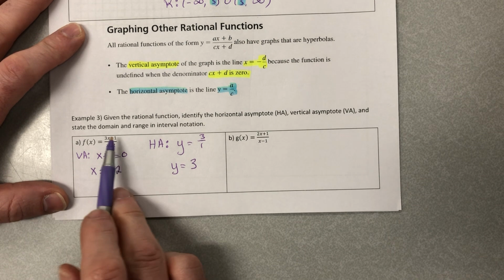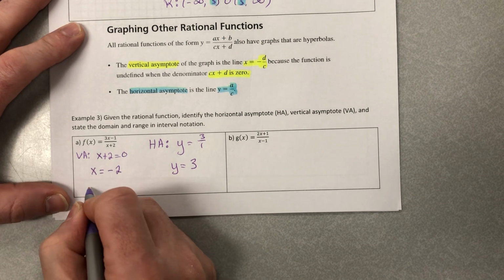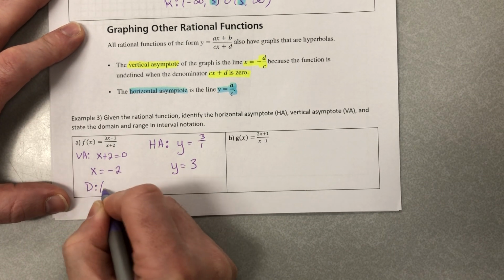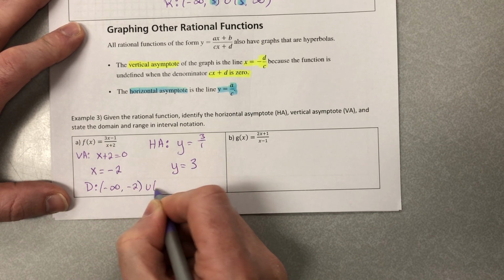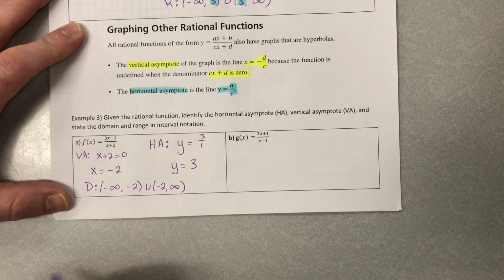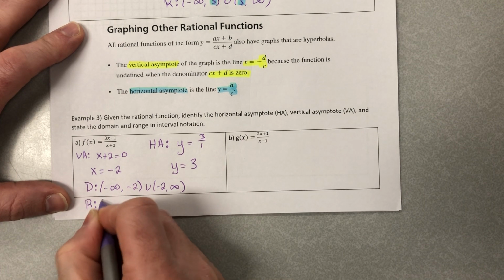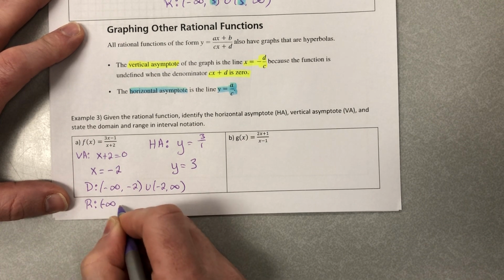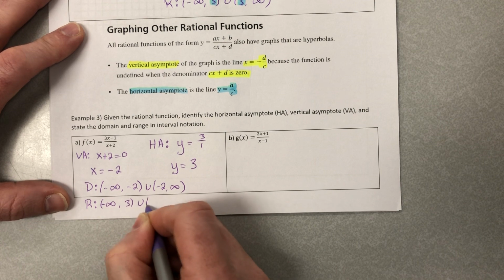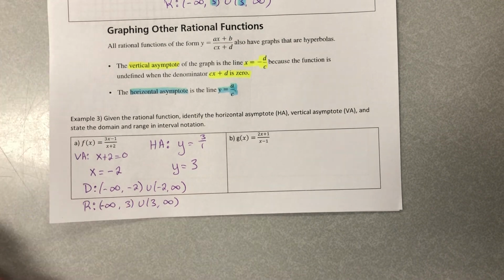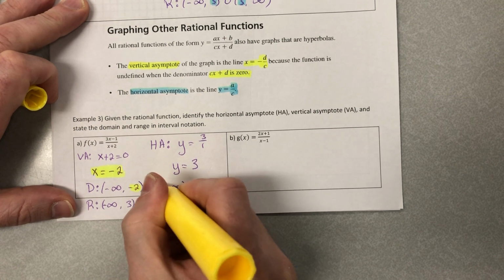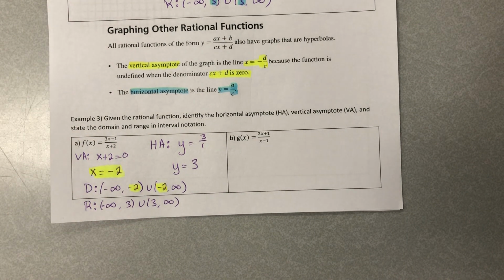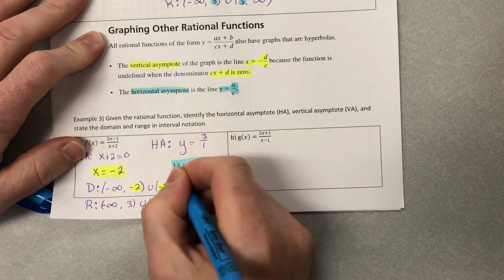All right. I'm only going to do the domain and range for this one because we're going to do the next couple. Remember, negative infinity. Where's our vertical asymptote? Negative 2. Negative 2 to infinity. And the range would be negative infinity to 3, union 3 to infinity. Notice where these things come from. Our asymptotes.